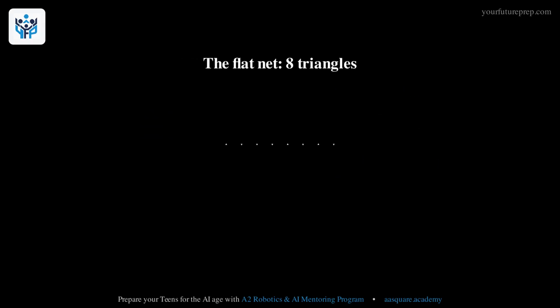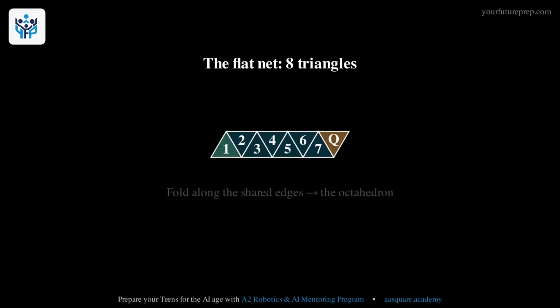Let's start with the flat net. It is a strip of 8 equilateral triangles that share edges. 7 of them are numbered 1 through 7, and 1 is labeled Q. When we fold along the shared edges, these 8 triangles wrap up to become the 8 faces of the octahedron.